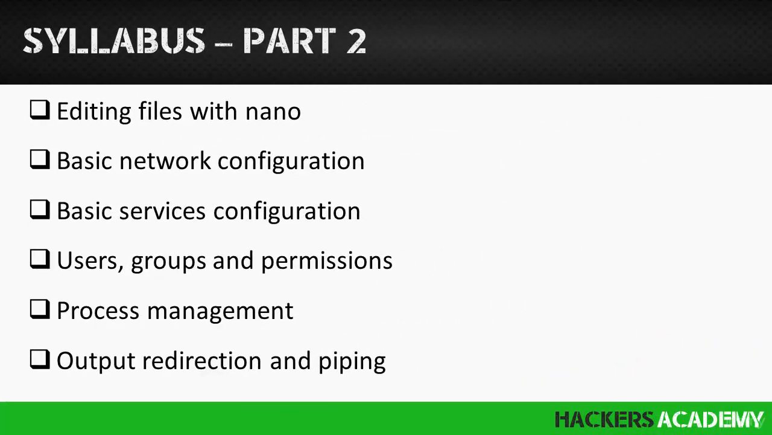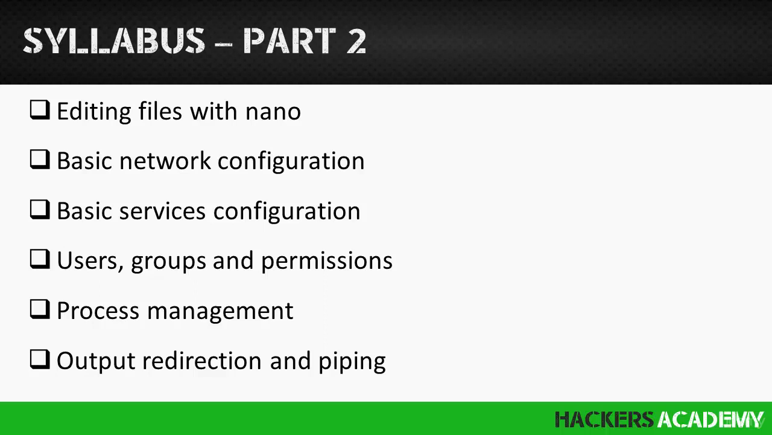Part 2 is when we dig a little bit deeper. We'll start with something light and I'll introduce you to a text editing tool called Nano. Then we're going to be looking at some basic network configuration. Following that, we'll start having some fun with configuring services such as SSH, web service, and so on. You'll be turning your Linux box into a web server and an SSH server. Then we'll look at users and groups and how we can control those and the permissions around them.